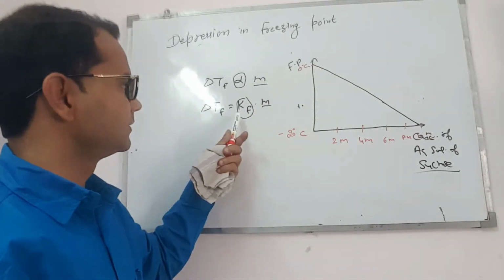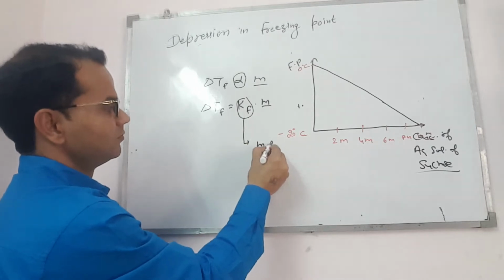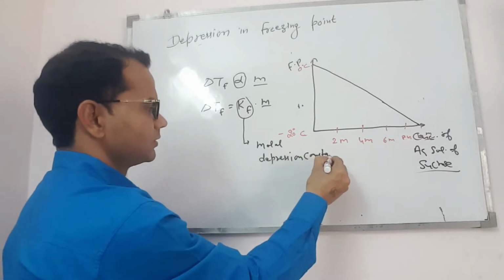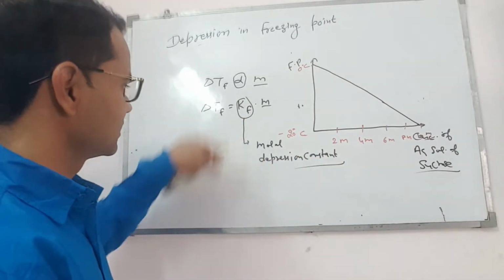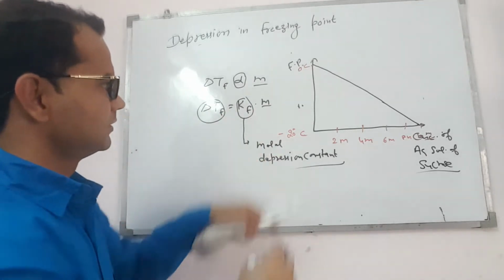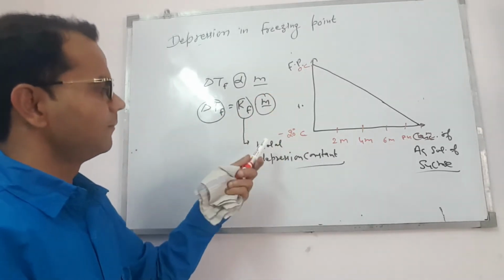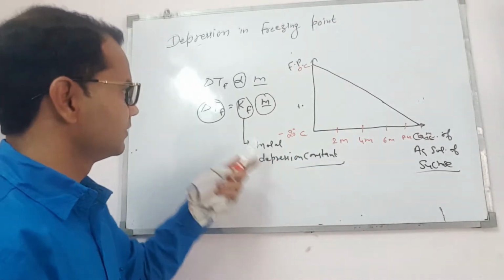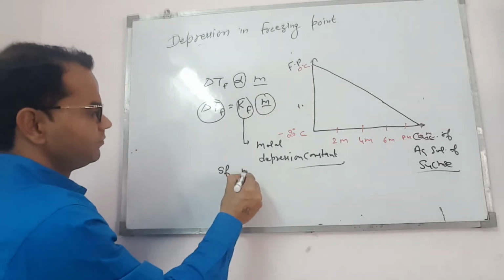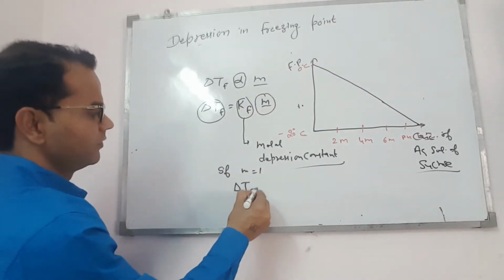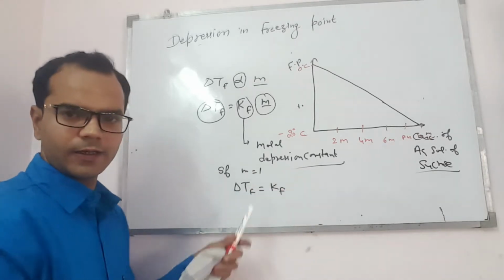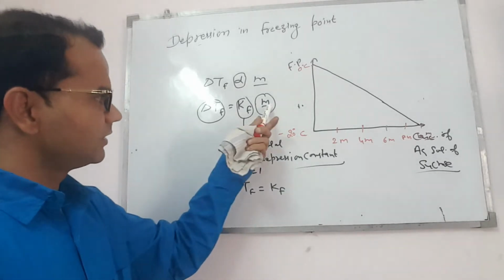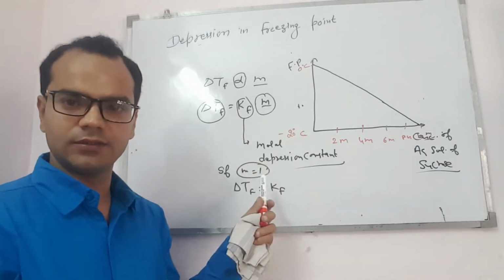Now what does this Kf represent? This Kf is the molal depression constant. This is temperature, this is molality, m molal. We can define this again. If molality is 1, then delta TF equals Kf. So the molal depression constant is the depressed temperature when the molality of the solution is 1.